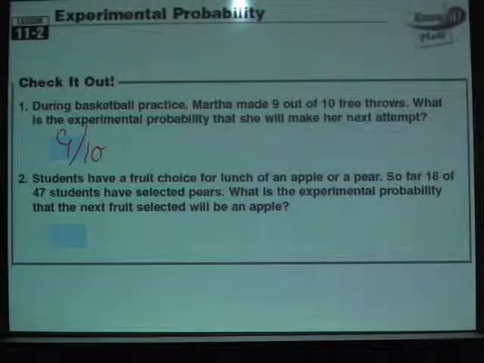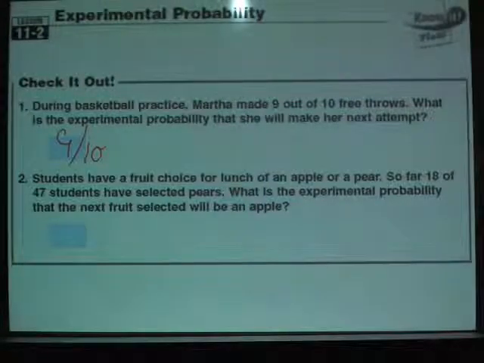Students have a fruit choice for lunch of an apple or a pear. So far, 18 of 47 students have selected the pear. What is the experimental probability that the next fruit selected will be an apple? All right, so again, just like the earlier question about the library, what's described here are complements. There's only 2 things that can happen. I can pick an apple or I can pick a pear.